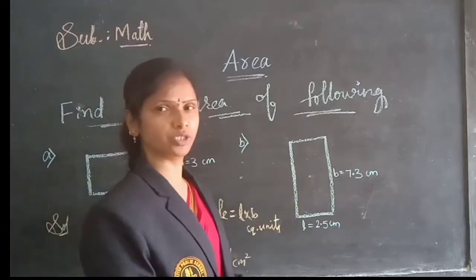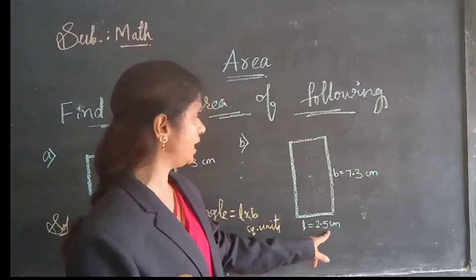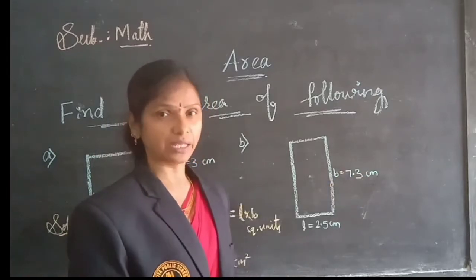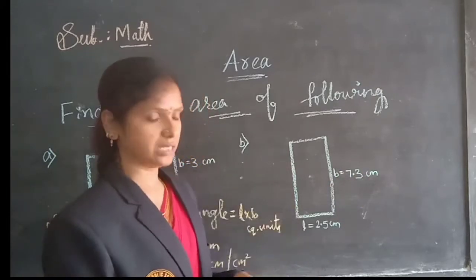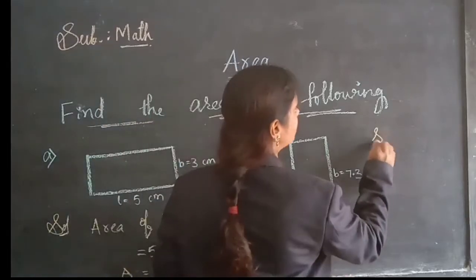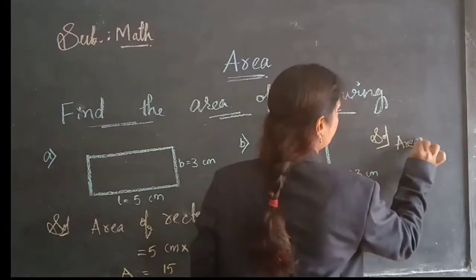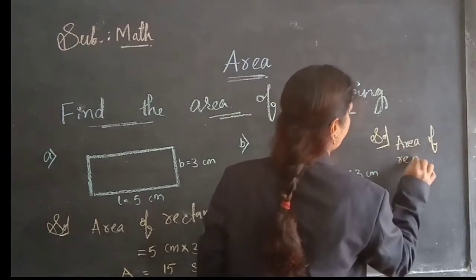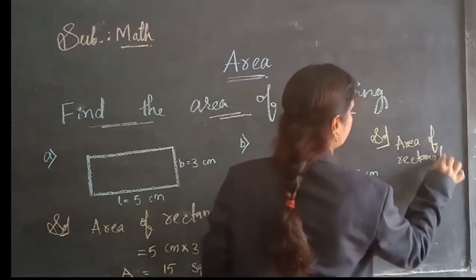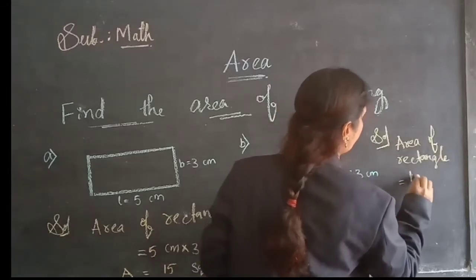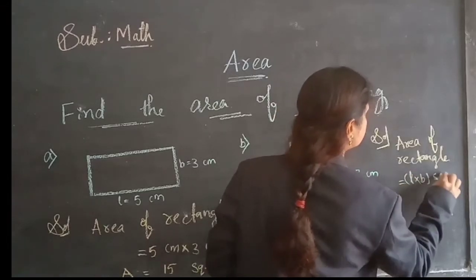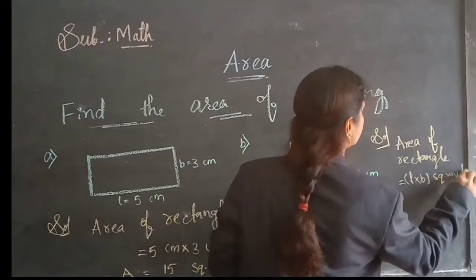Coming to this problem, children, observe carefully. Here they have given length and here they have given breadth. The given shape is a rectangular shape. Come on, let's find the area of the given rectangle here. Area of rectangle is equal to L into breadth square units.